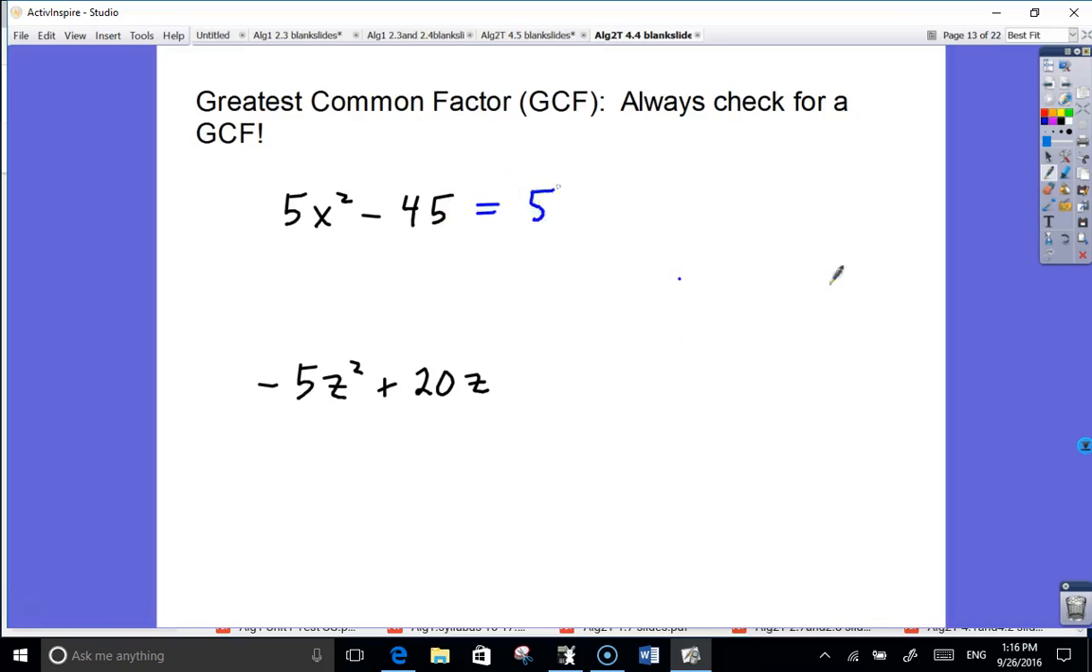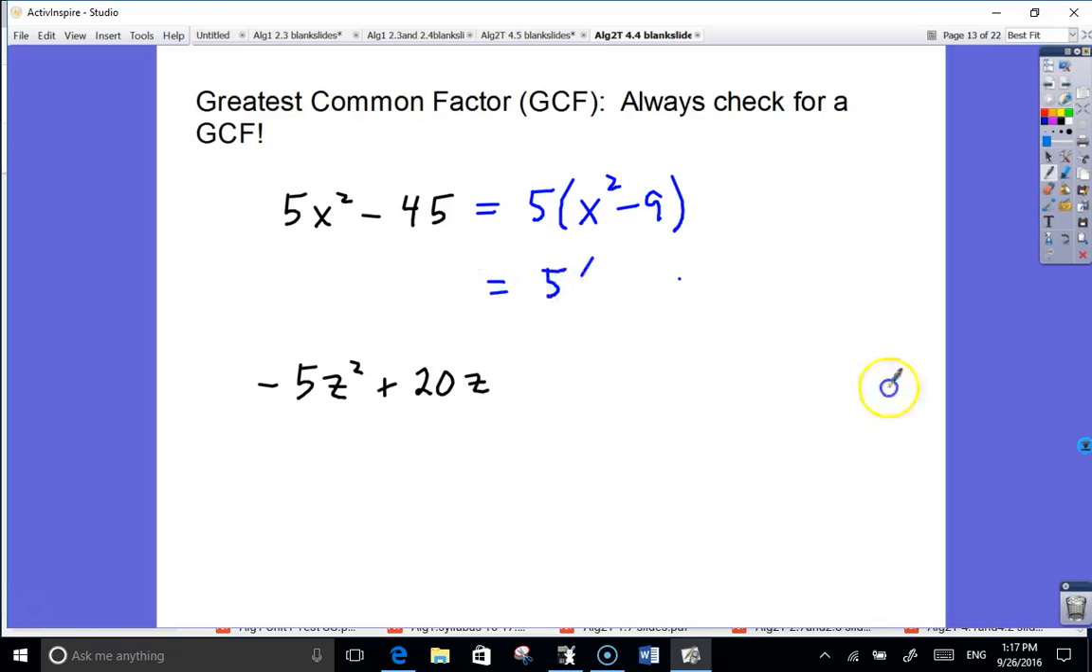So if I factor a 5 out of both of those terms, what's left? X squared minus 9. Okay. Now, can you do any more factoring? How could you factor what's inside parentheses? What factoring pattern is it? It's the difference of squares. So you've got to keep going. If there's more to do, then you've got to do it. So what would this be?